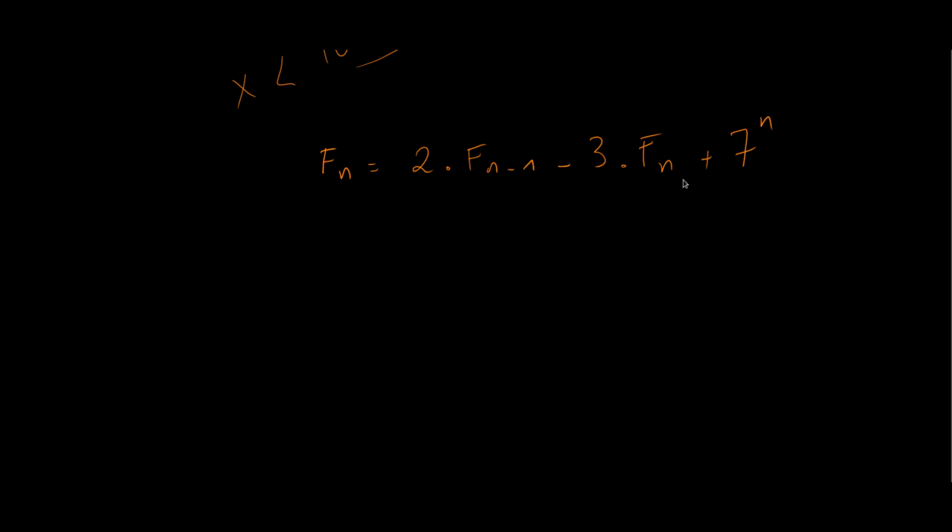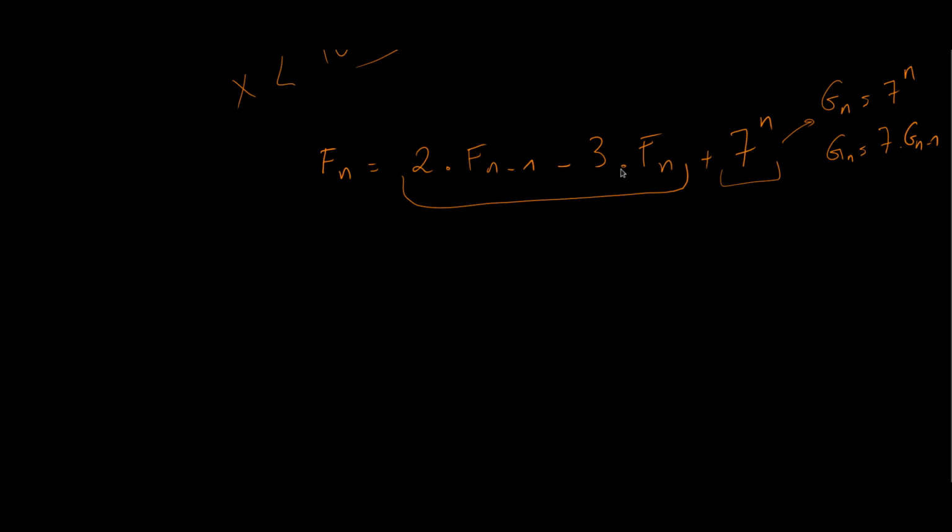So is this a linear recurrence relation? This part is clearly a linear recurrence relation. We only have variables times coefficients, but we're not sure about this part. But here we can define g of n to be equal to 7 to the n. Then g of n will be just equal to 7 times g of n minus 1. So it is also linear, and the sum of two linear recurrence relations is also a linear recurrence relation.